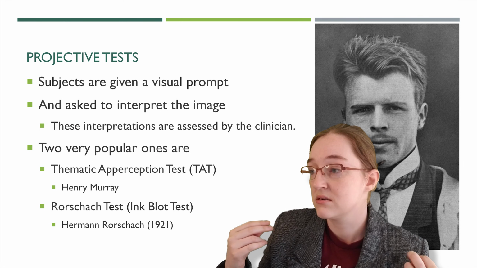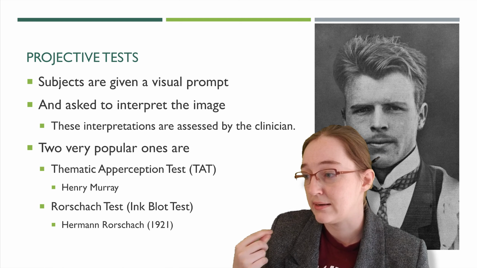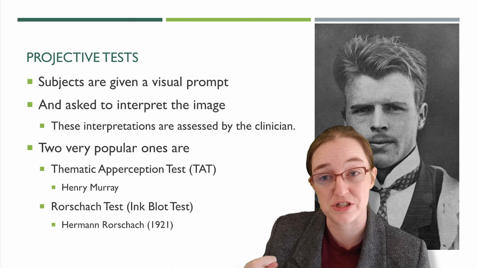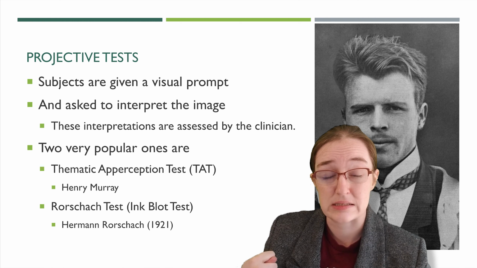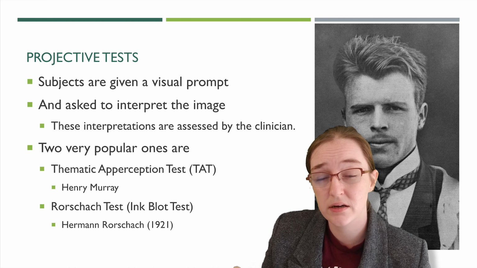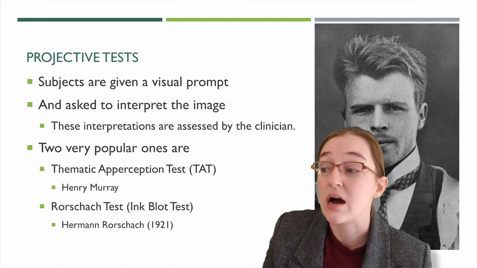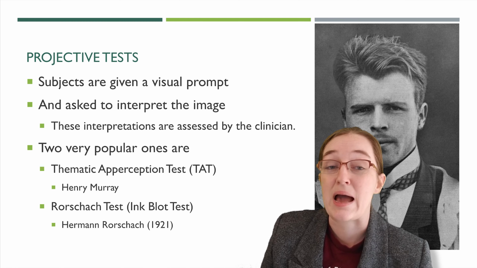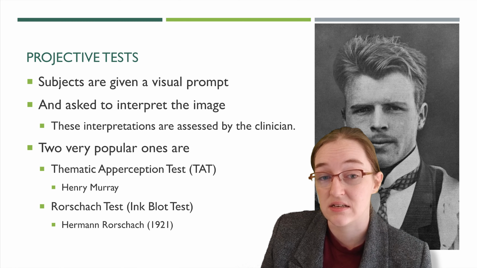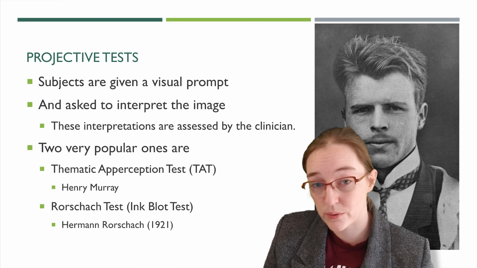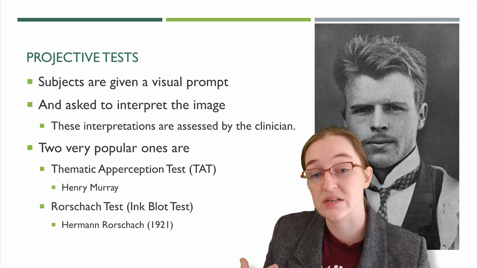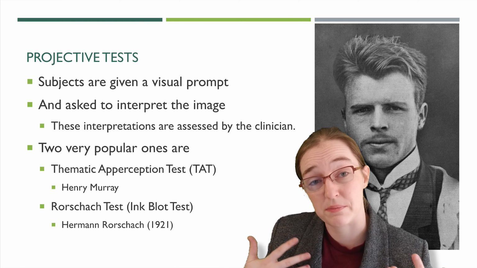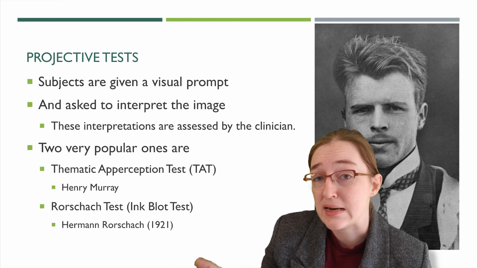Okay, so subjects are given a visual prompt and asked to interpret the image. These interpretations are assessed by a clinician, and in many cases there's a classic scoring rubric for how to interpret what they found, like the most common responses. The two most popular projective tests are the Thematic Apperception Test, the TAT. The idea is you tell a story about drawings of people and ambiguous events, and this measures your implicit motives and reflects what people want.